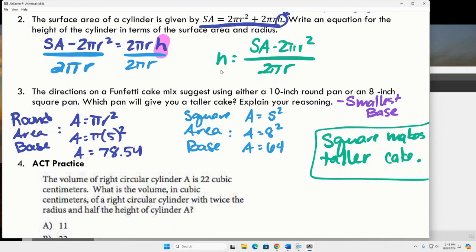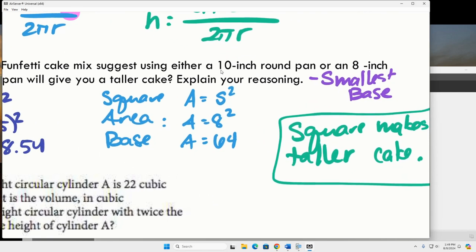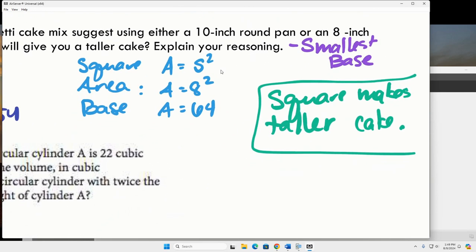And then the last question, sorry, I'm writing kind of small. The last question is kind of a tough ACT question. The volume of a right circular cylinder A is 22 cubic centimeters. What is the volume in cubic centimeters of a right circular cylinder with twice the radius and half the height?